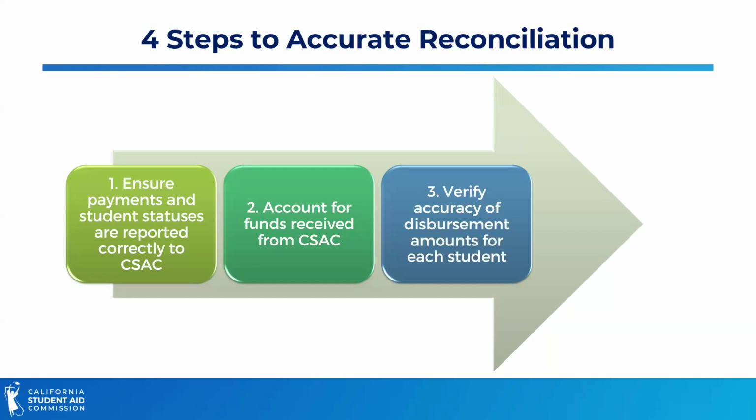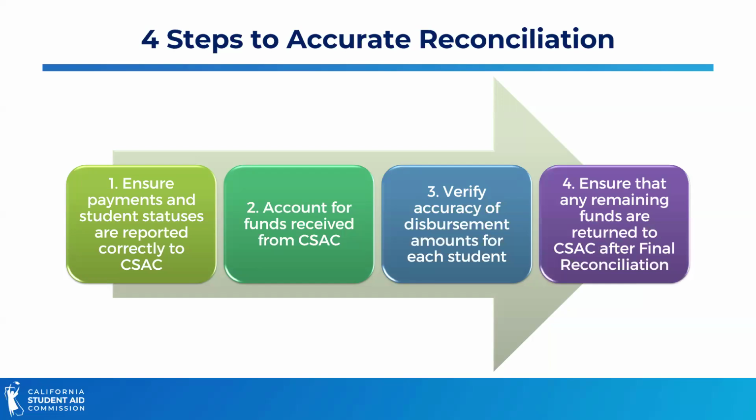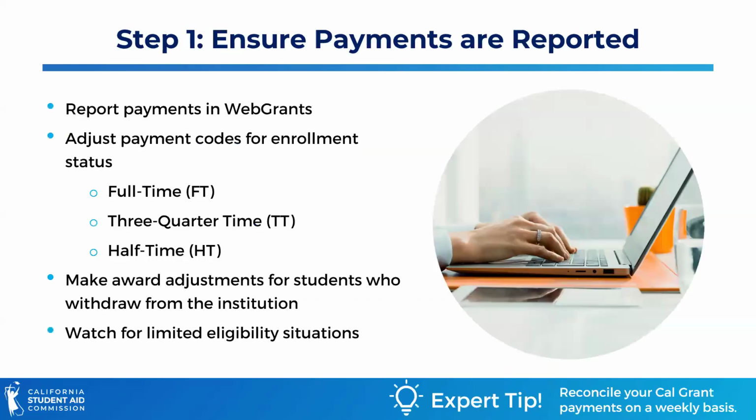Next, we want to make sure that each student was dispersed the correct dollar amounts. So aside from the actual enrollment status, which is what we're looking at here, we want to make sure that for that enrollment status, the student actually got the correct dollar disbursement, and that is reported correctly both on the school ledger and in web grants. And then finally, making sure that any excess funds are returned to CSAC after that final recon.